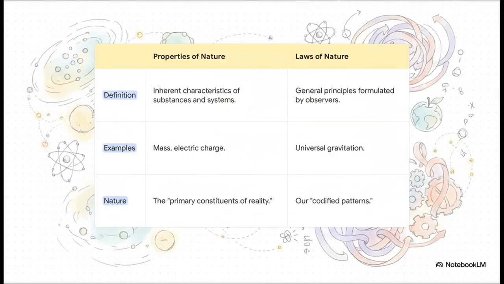So over on the left, you've got the properties of nature. Think of these as the fundamental building blocks of reality. Things like mass or electric charge. They just exist. Whether we're here to see them or not, they're there. But then on the right, you have the laws of nature, like our law of universal gravitation. Now, here's the insight. These laws aren't physical things. They are our human-made descriptions, our codified patterns that explain how all those properties behave.